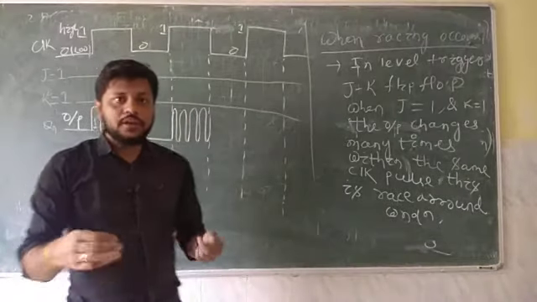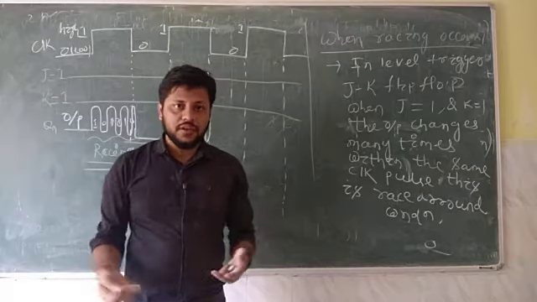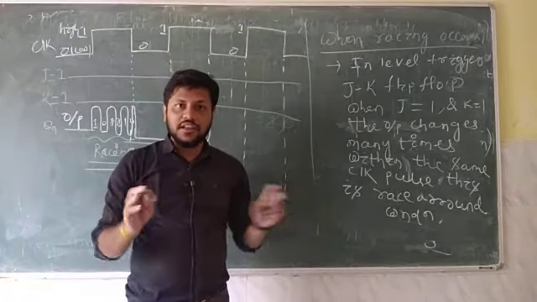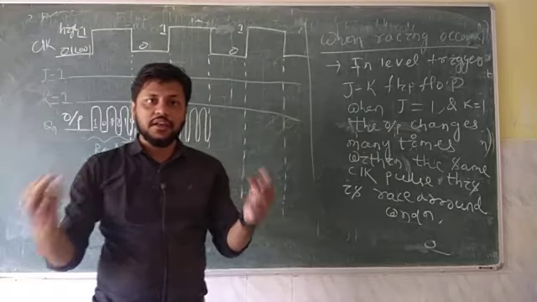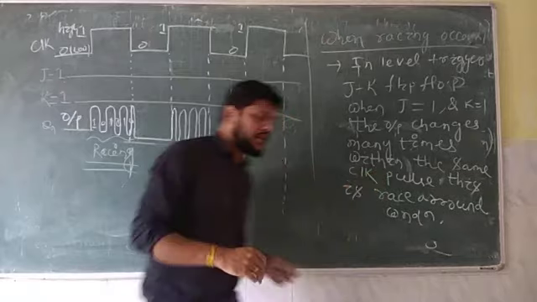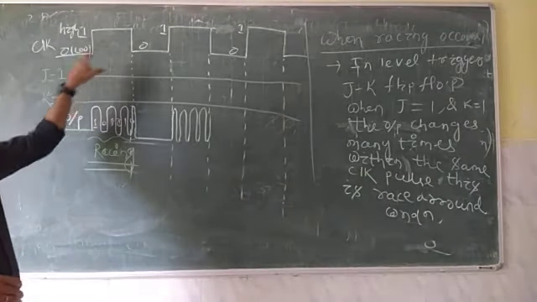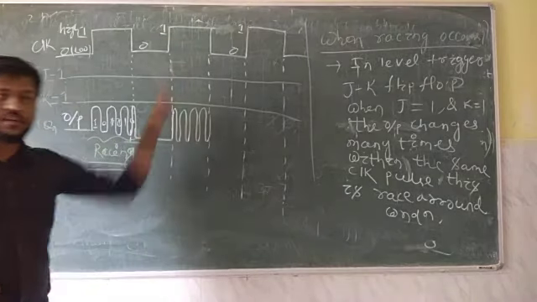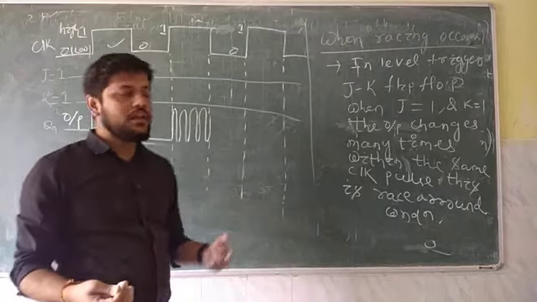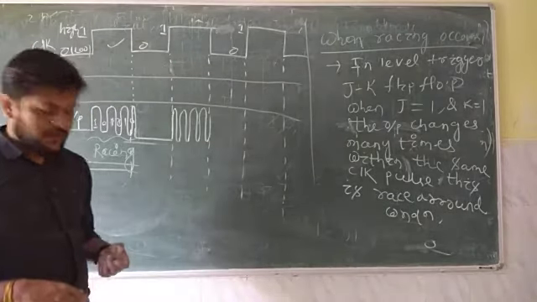So if in a 2 marks question they ask you to define race around condition: race around condition means, in a level trigger circuit, when J is equal to 1 and K is equal to 1, this race around condition occurs only on level trigger JK flip flop. Your output changes many times within the same clock pulse, because in level trigger this is your high, and in high only your circuit is going to respond. So this condition is known as race around condition.